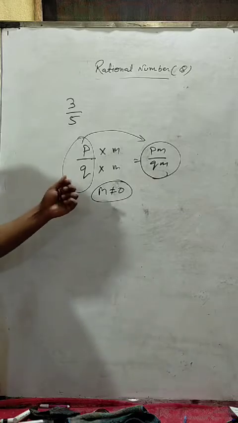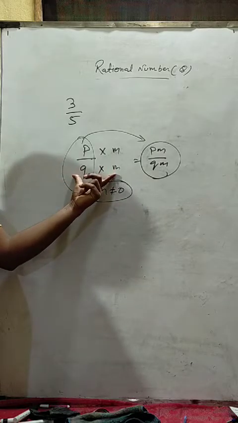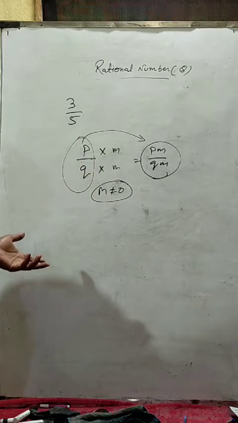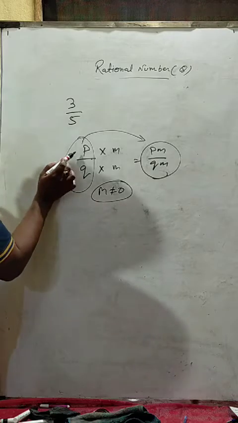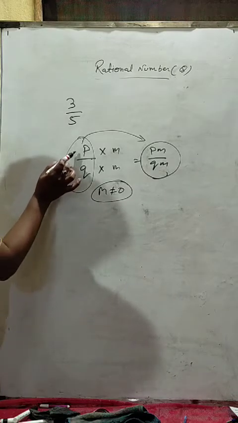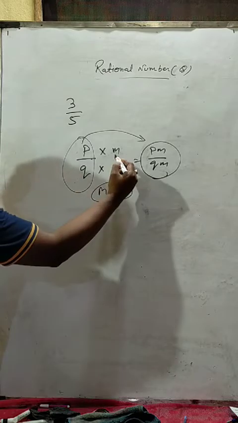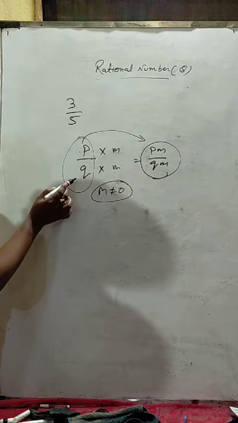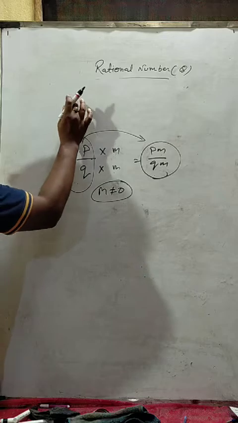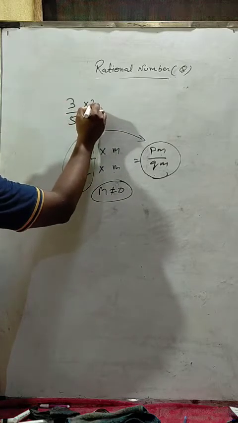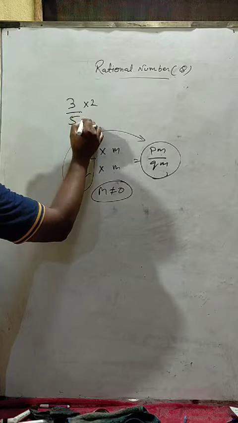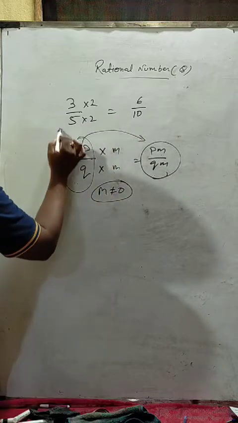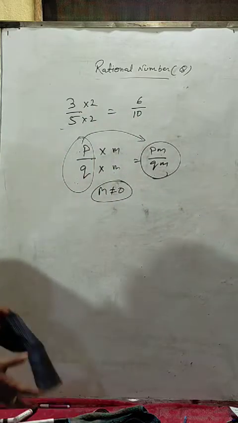Q becomes 0 when q is multiplied by 0. So in that case p by q is not a rational number. So if a number in the form of p by q, and both p and q are multiplied by the same non-zero number, the result obtained is called the equivalent of this rational number. Similarly, suppose 3 by 5. If you multiply 3 into 2 and 5 into 2, we get 6 by 10. This is the equivalent of 3 by 5.